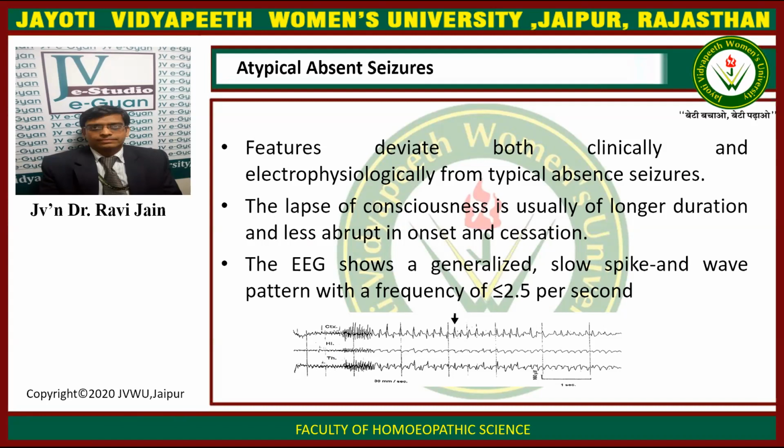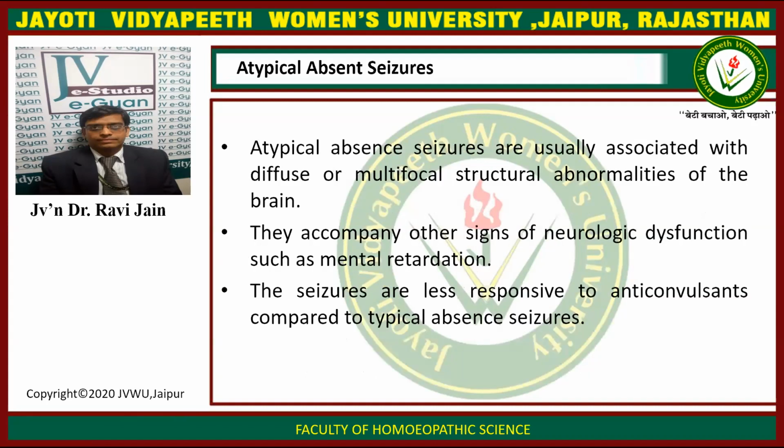The lapse of consciousness is usually of longer duration. Previously, it was of very short duration in typical absence seizures, but in atypical absence seizures the lapse of consciousness is usually of long duration and less abrupt in onset and cessation. In the typical type, it was a sudden onset, but this is less abrupt. The EEG shows a generalized slow spike-and-wave pattern, with frequency less than 2.5 Hz.